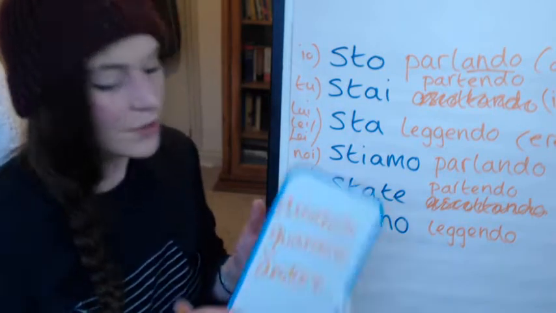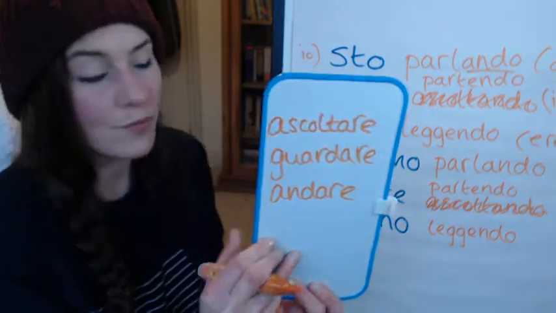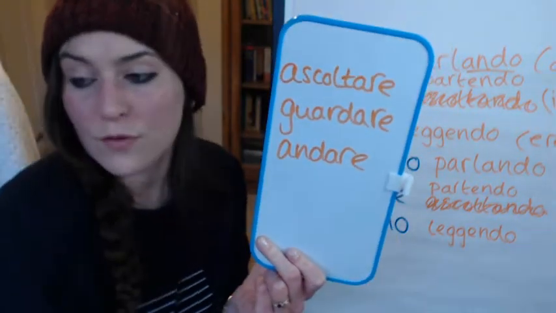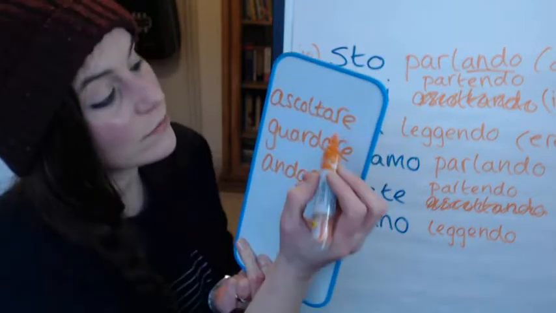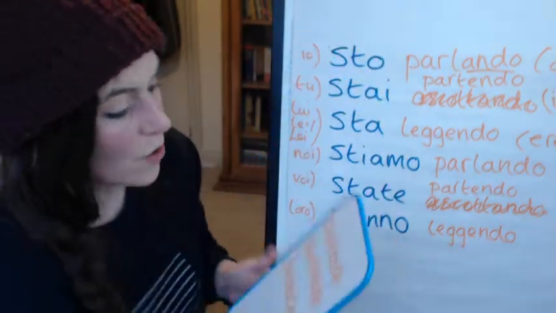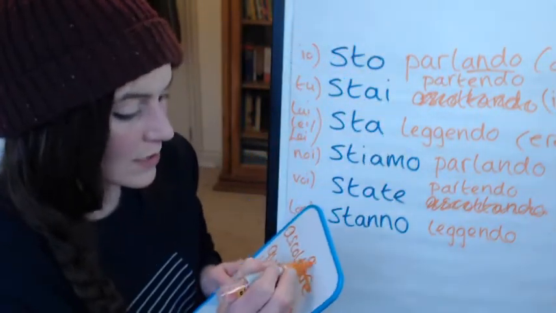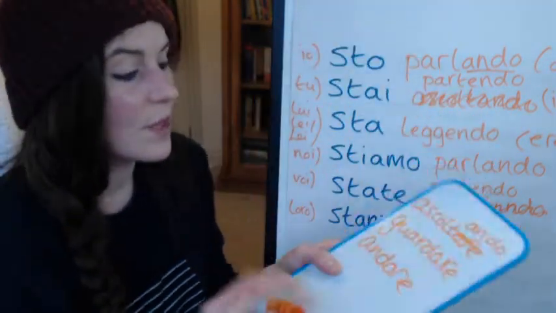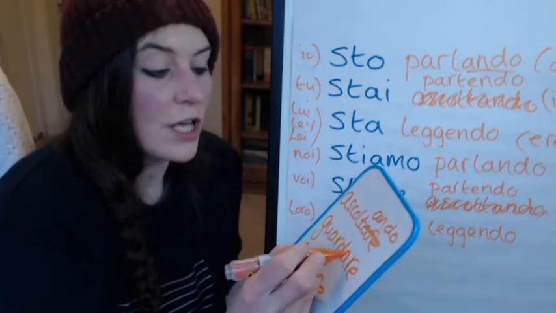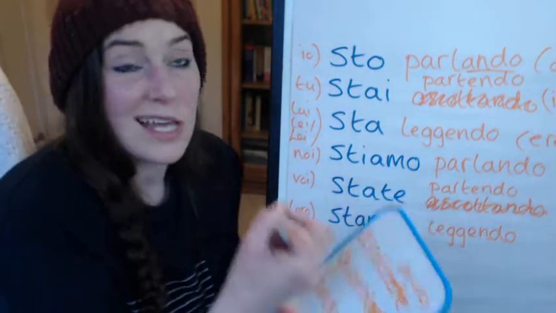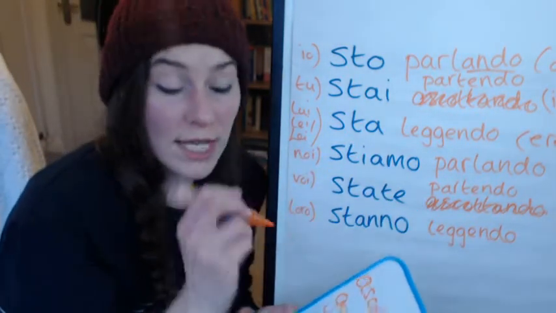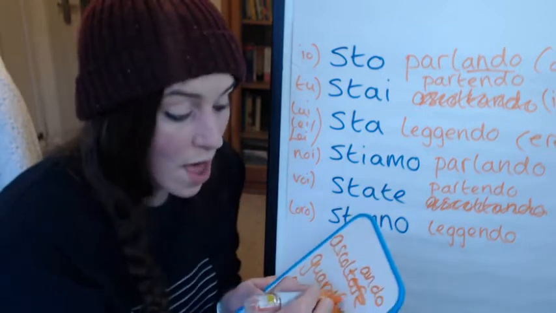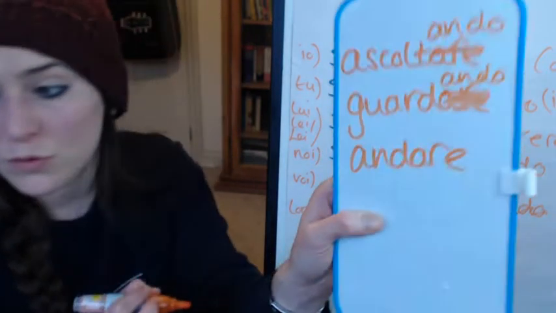That should be enough for now. So, sto, we're going to make these the gerund forms. Sto ascoltando. Guardare, I know that means to look at or to watch. I want to say I am currently watching something right now. Adesso sto guardando un film.